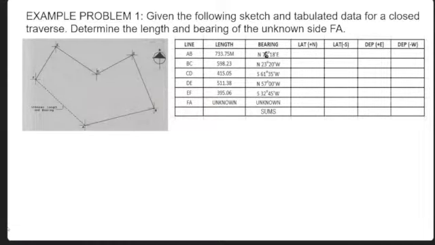For our problem number one example: given the following sketch and tabulated data for a closed traverse, determine the length and bearing of the unknown side FA. Given our traverse A, B, C, D, E, F, A, all the sides are given with the length and bearing except for FA. So determine its length and direction, or its bearing. The first thing to do is to compute its latitude and departure. Please compute for the latitude and departure of our lines.